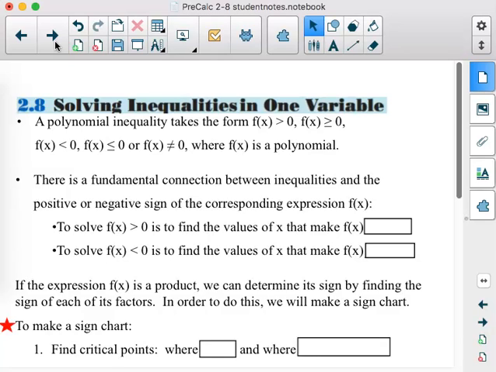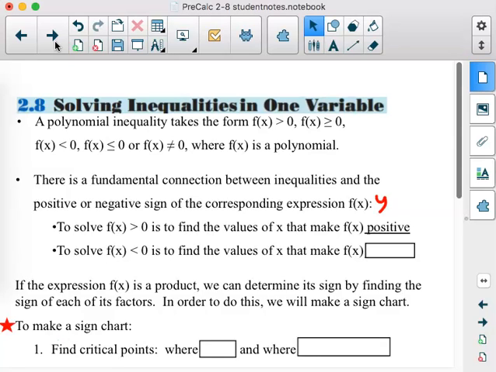There is a fundamental connection between inequalities and the positive or negative sign of the corresponding expression f of x. Now I need you to remember that f of x is just fancy notation for the output, for the y. So to solve f of x is greater than 0 is to find the values of x that make f of x, okay, f of x is y. My y's have to be greater than 0. Hey, that would make them positive.